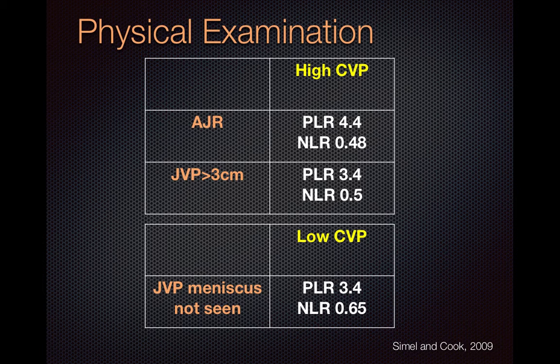Unfortunately, although the JVP can be helpful in predicting the CVP, it can be difficult to visualize the column in obese patients, those with a short neck, and those who have very high central venous pressure and for whom it's impossible to see the top of the column. Overall, the JVP can be seen in approximately 20 to 84% of all patients, and when it is seen, it is within 2 centimeters of the true CVP only 47% of the time.